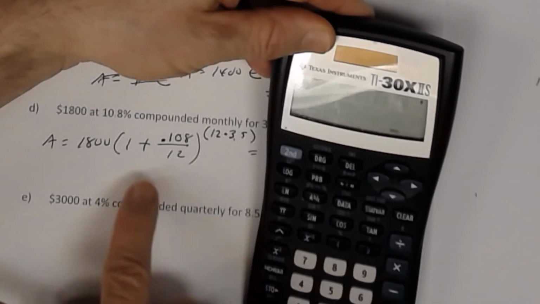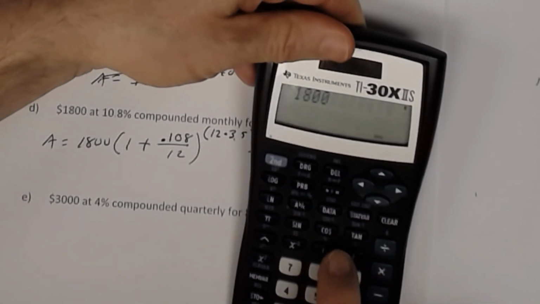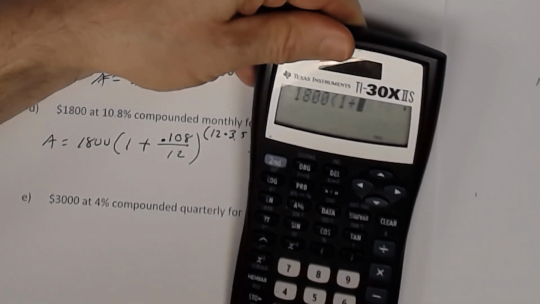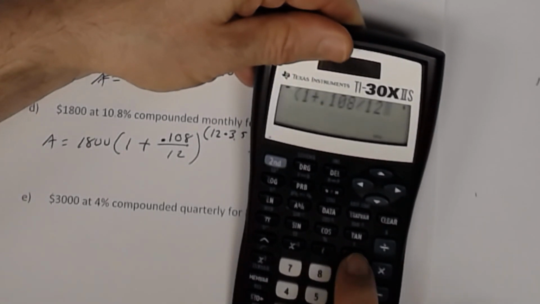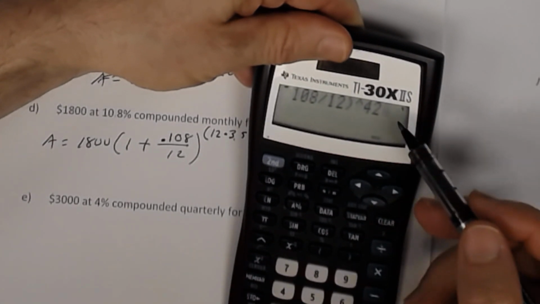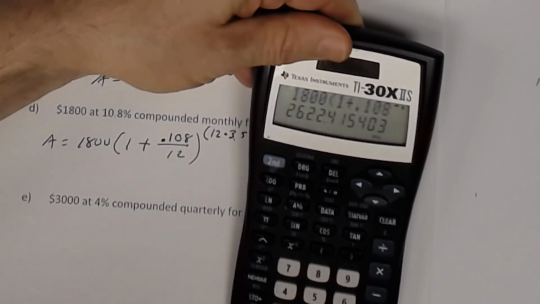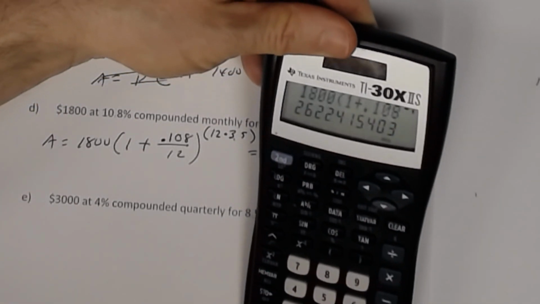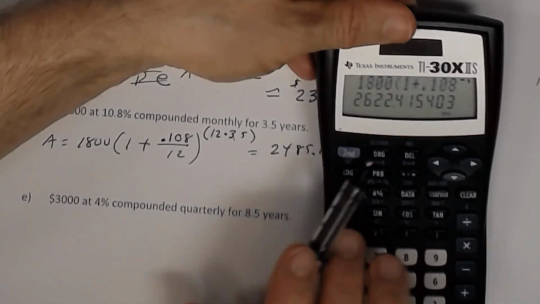We just saw that. So you're going to say 1,800 parentheses 1 plus 0.108 divided by 12. Close the parentheses, raise to, and then notice you're just putting 42, right? 42, no parentheses at all, because it's just one number. Equal, and you get the same thing. Okay? Oops, no, you don't. Okay, so you see how I got something different?